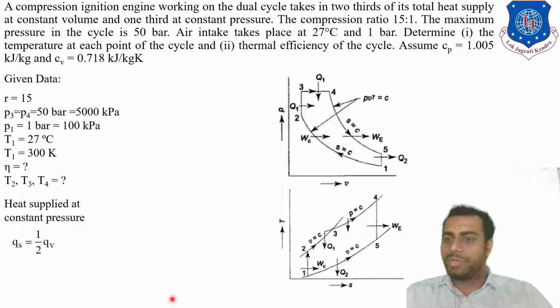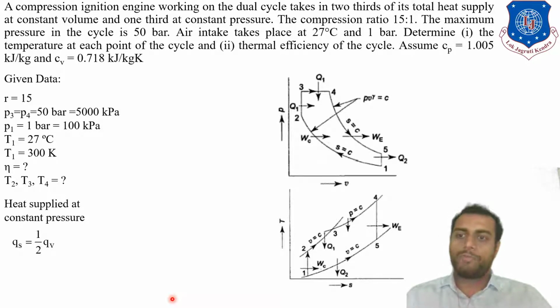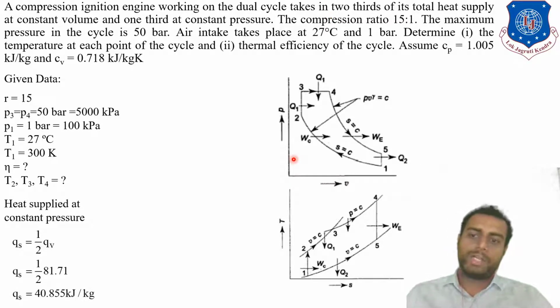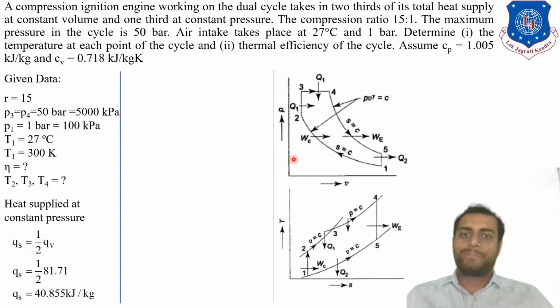Further, the heat supplied at constant pressure is nothing but 1/2 of the heat supplied at constant volume. Sir, how have you written this particular correlation? How have you taken the half value of the heat supplied? It is already given in the first line of the given data, so you can convert it into mathematical terms like this. Now substitute the value of the heat supplied at constant volume, and you get the heat supplied at constant pressure as 40.855 kilojoule per kg.